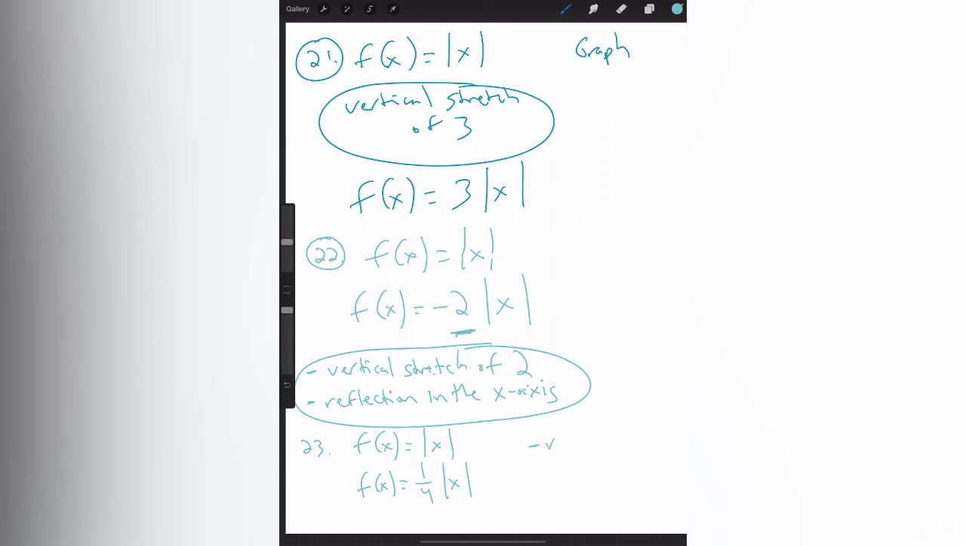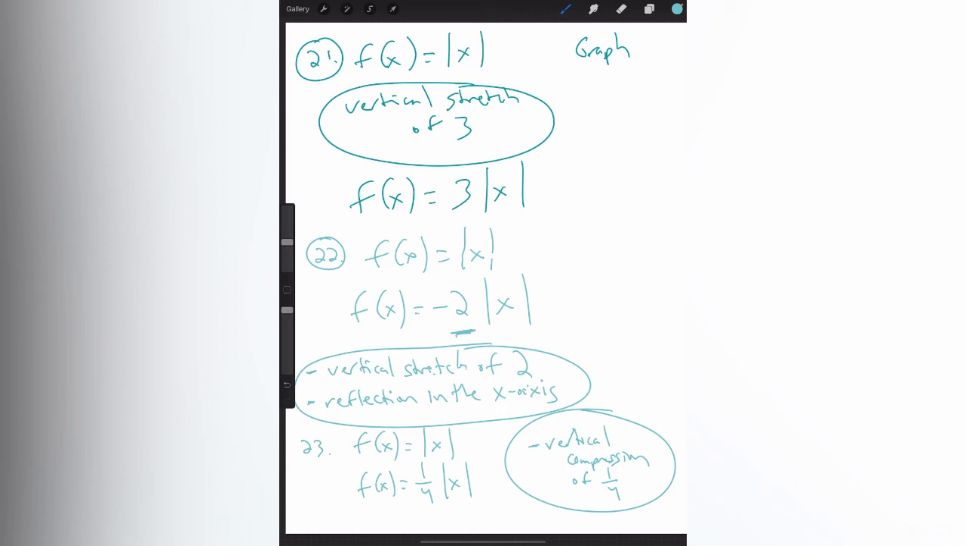By putting it in a fraction, if it's any integer or any number greater than 1, then you have some sort of a vertical stretch. But since this number is between 0 and 1, it's going to deal with a vertical compression. Okay, so a vertical compression of 1/4.